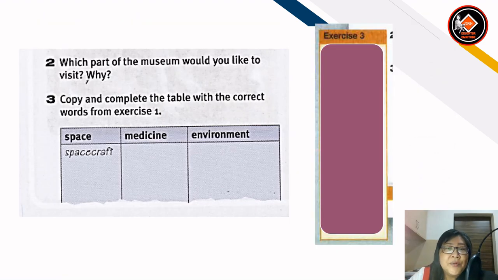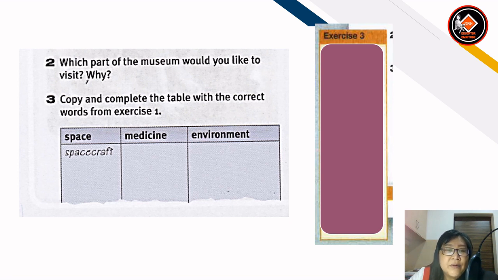Yes, students, which part of the museum would you like to visit? Why? So you can try to answer these questions. Now, copy and complete the table with the correct words from exercise 1. Here you have a table with 3 columns. There are 3 different categories here: space, medicine, and environment.